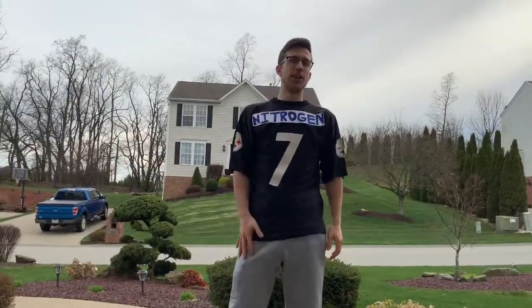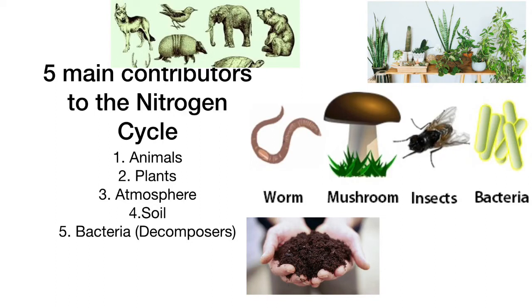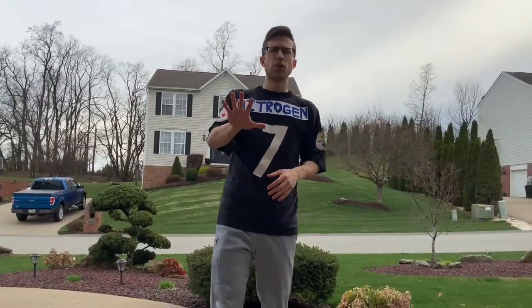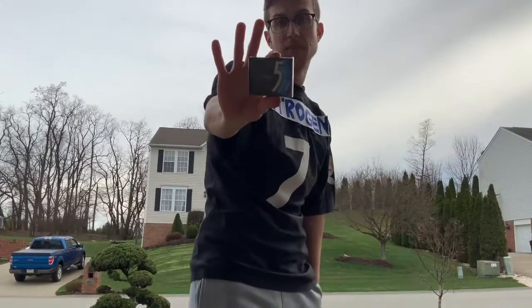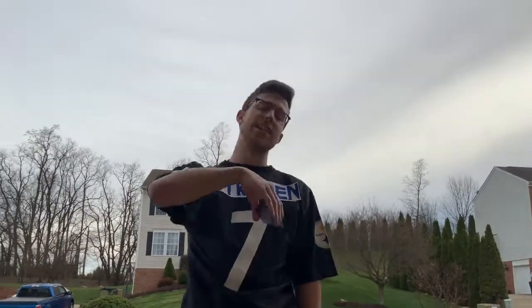So as I mentioned, there's 5 main players or contributors, right? Those animals, the plants, the soil, the atmosphere, and the bacteria or decomposers. And there's also going to be 5 steps involved in this nitrogen cycle. So, hey, take 5, right? 5s are like the main big number here.